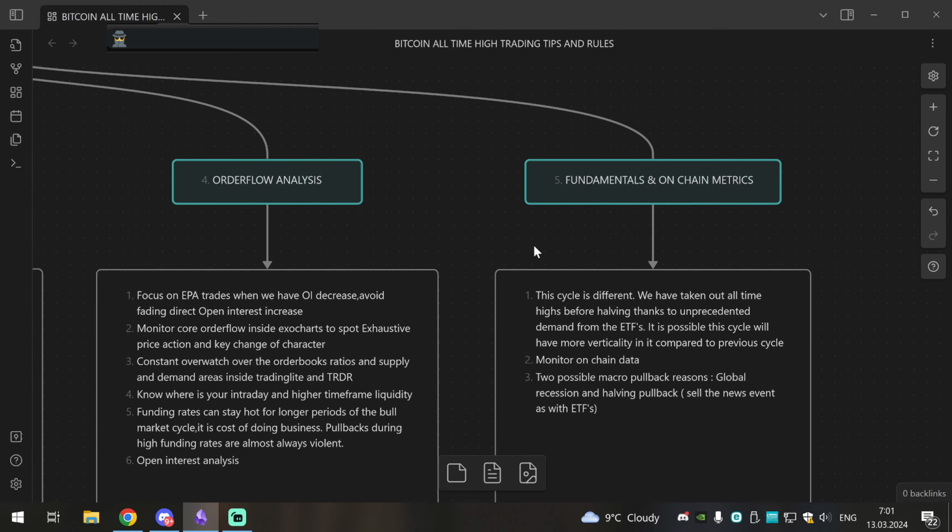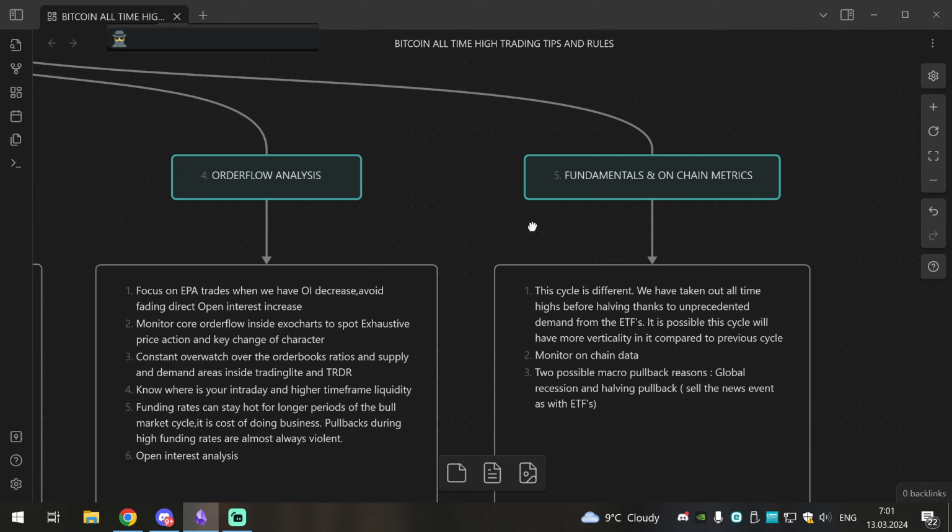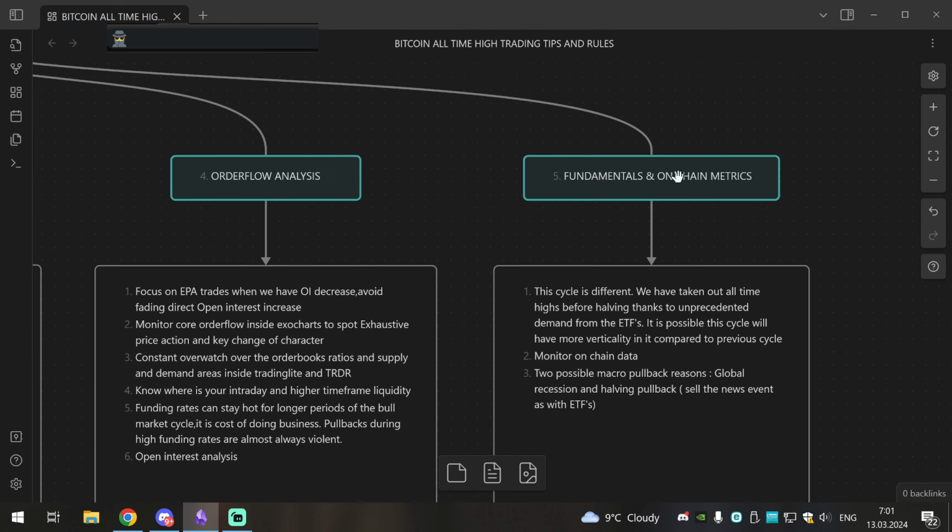I will just cover this quickly. It's just a bonus. So fundamentals and on-chain metrics will be affecting my decisions in this market, especially as a hodler and swing trader. Each cycle is similar, but this cycle is actually different. I just want to mention, we have taken out all-time highs before halving, thanks to the unprecedented demand from ETFs. ETFs truly are the game changer for Bitcoin, and everyone needed to recognize this. It is possible this cycle will have more verticality in it compared to the previous cycle.